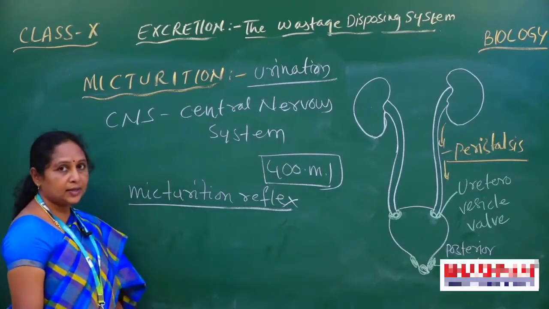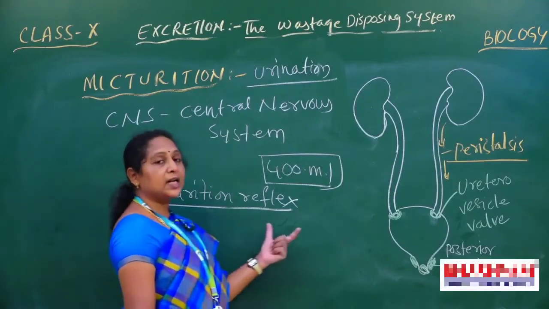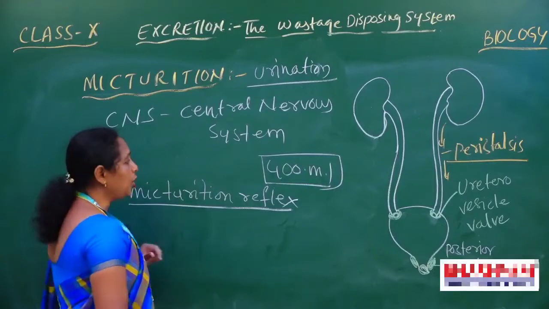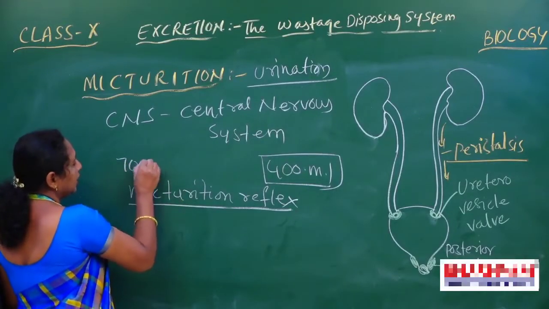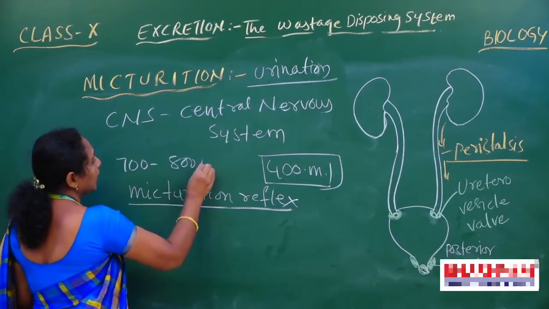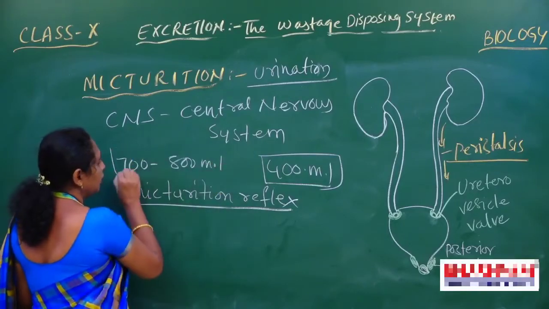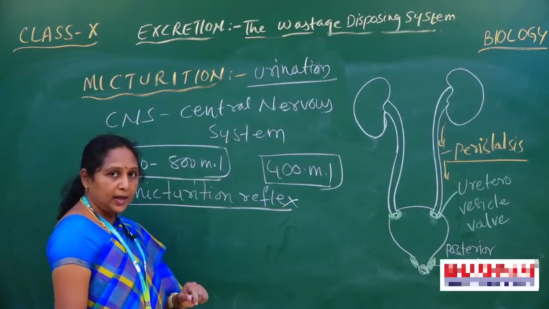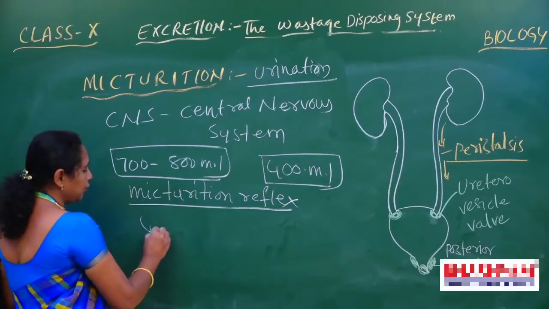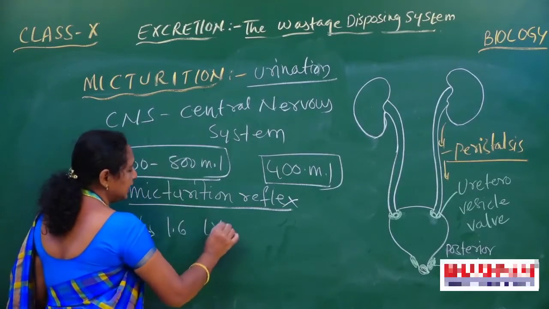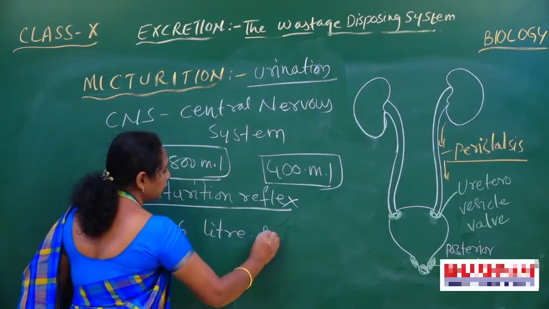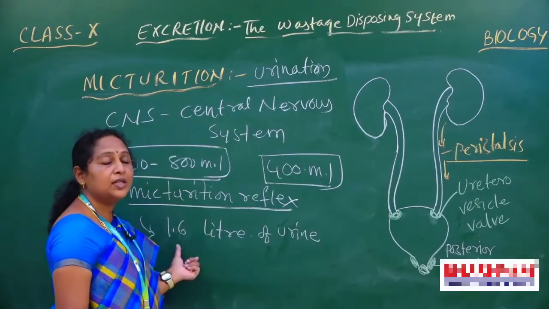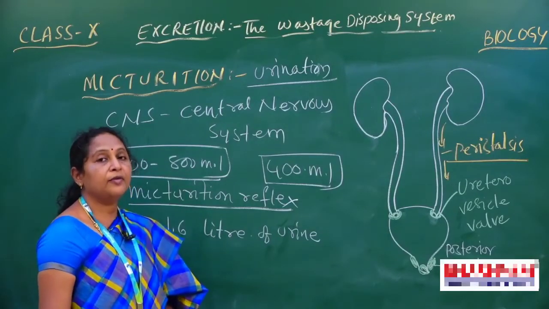Micturition reflex. Okay, now in such a condition, the urinary bladder has the capacity to store a maximum amount of urine, nearly 700 to 800 ml. So per day, maximum we release 1.6 liters of urine. 1.6 liters of urine is urinated from our body.